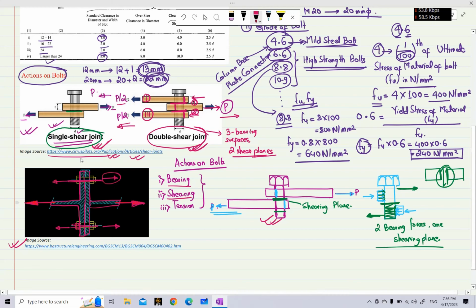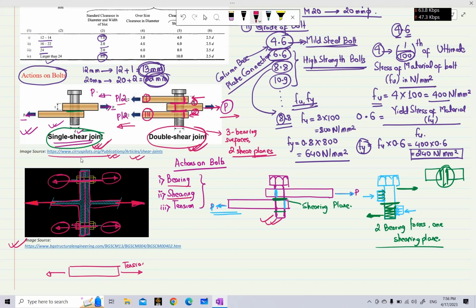So what are these forces that are acting on these bolts? These are tension forces on the bolt. A simple bar, if you pull in opposite directions in this way, you know this is known as tension force. So because of the forces acting on this plate combination, the bolts are also being acted on by tension force. So these are the 3 actions on bolts that are important and that we need to consider while calculating the bolt capacity.